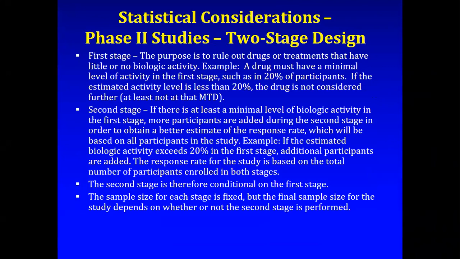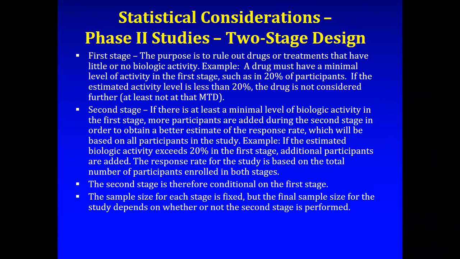The purpose of the first stage is to rule out drugs or treatments that have little or no biologic activity. And that's usually set by the investigator, and the investigator would have good ways to justify why he or she chose that level as the minimum activity level. So, for example, if it was set at 20% initially, and after the first stage, once we look at all the data, we determine the activity level is less than that, then we would not advance to the second stage. We would just end the study right there and report the results.